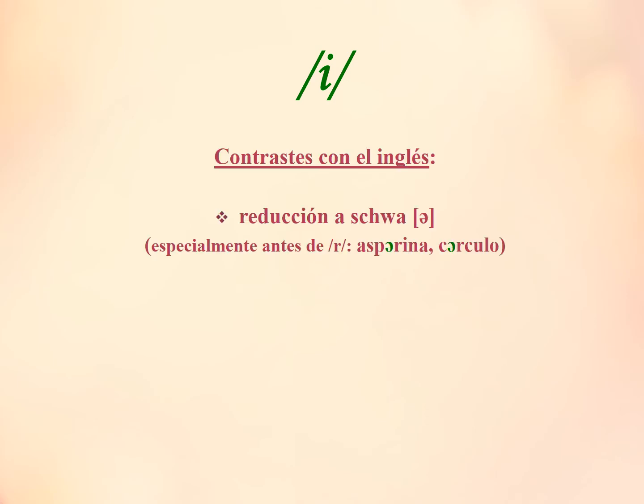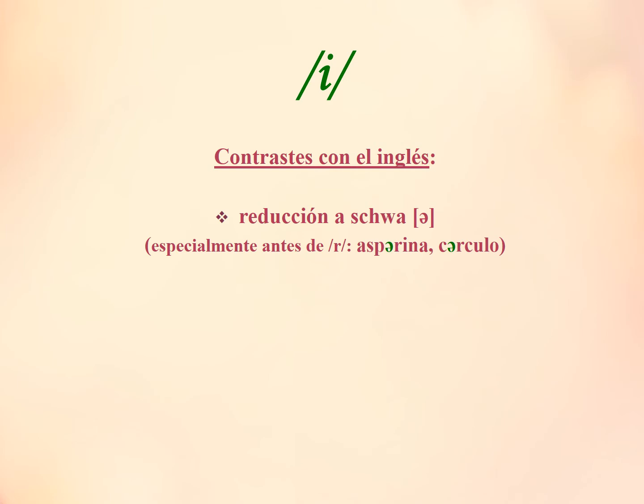Next up, the Spanish vowel I, written with a small I. So some contrast with English. Once again, we see schwa as the problem. We don't want to take an I in Spanish and reduce it to the schwa sound. This happens especially when an I, the letter I, comes before an R. It's not always that situation, but many times.